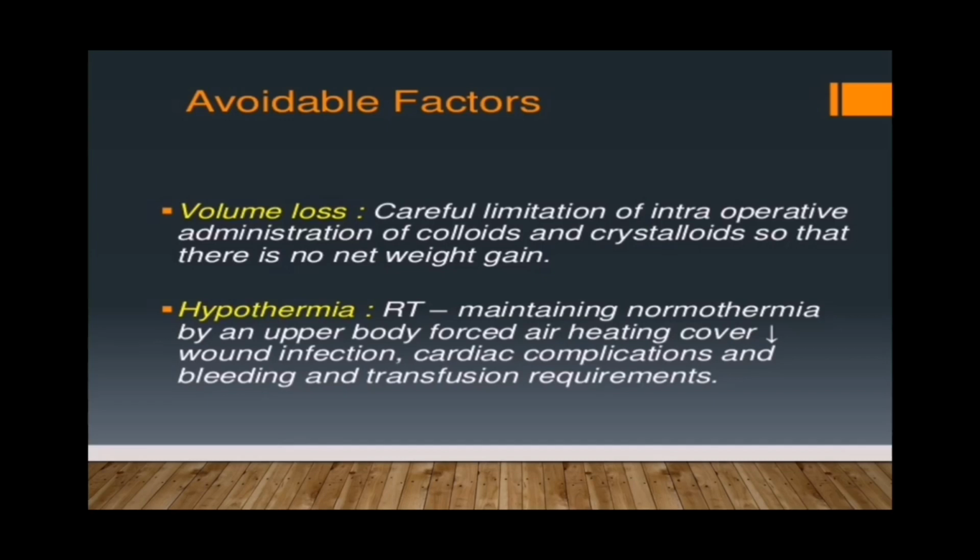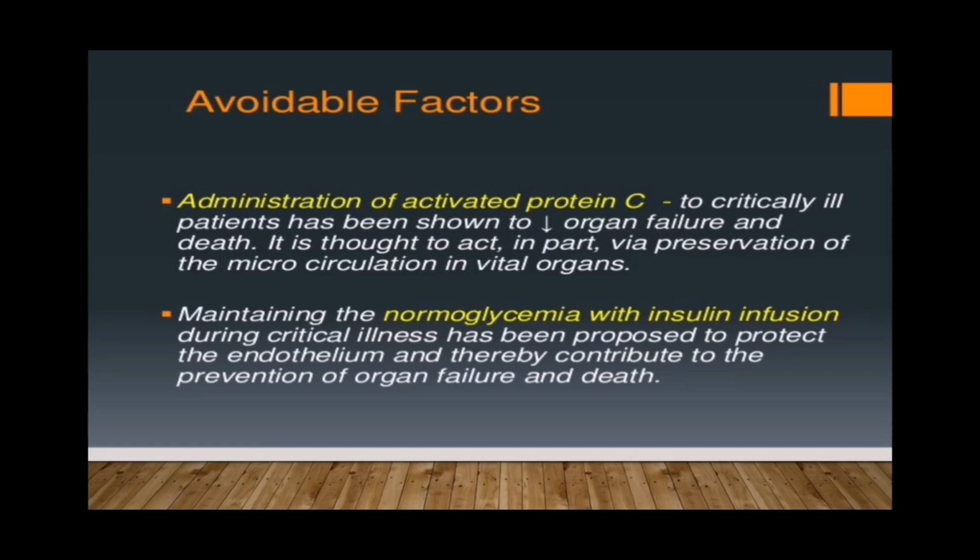Avoidable factors: volume loss, with careful limitation of intraoperative administration of colloid and crystalloid so that there is no net weight gain. Hypothermia: maintaining normothermia with an upper body forced air heating cover decreases wound infection, cardiac complications, bleeding and transfusion requirement. Administration of activated protein C to critically ill patients has been shown to decrease organ failure and death. It is thought to act in part via preservation of microcirculation in vital organs.